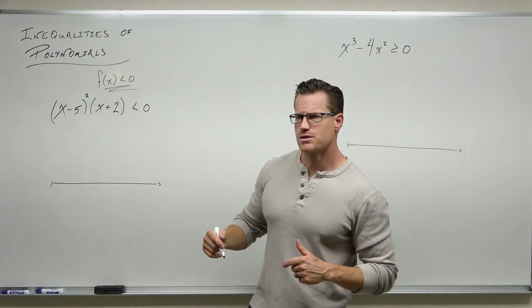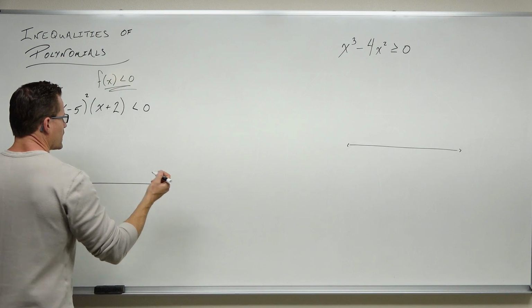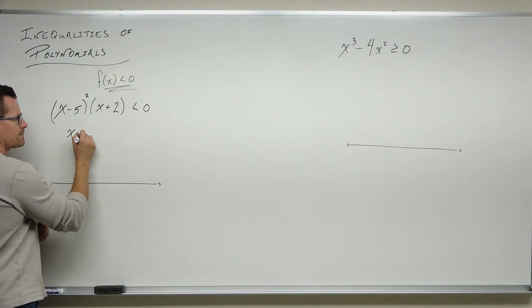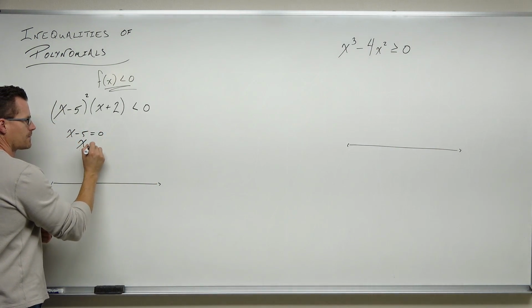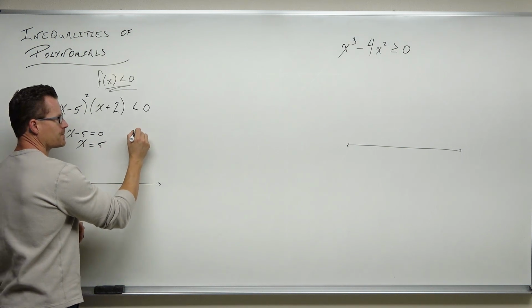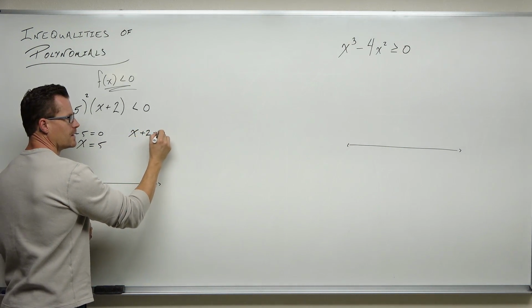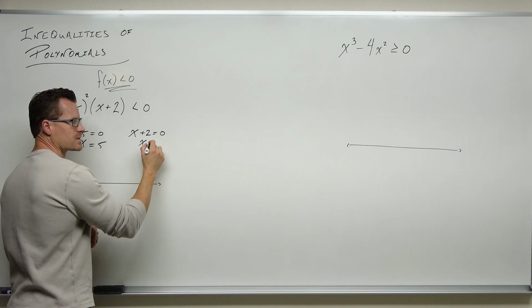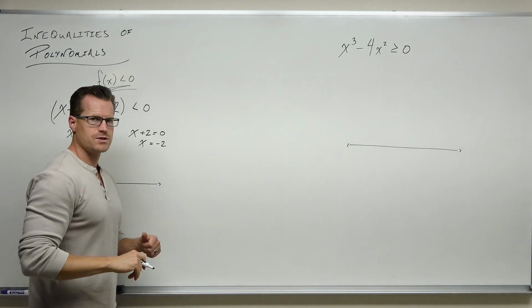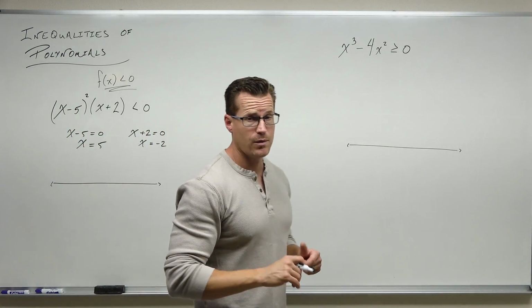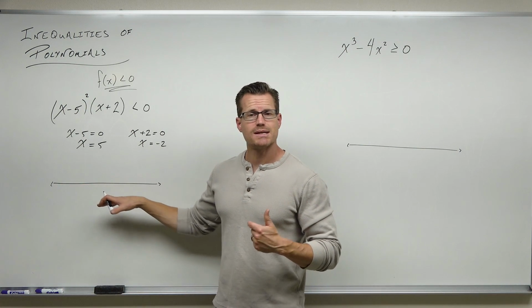So we say, all right, let's do the same thing we've been doing for a while. One x-intercept would occur at 5, and another, because this is factored by the zero product property, would occur at -2. So we're going to put that on that number line. Remember, a number line like this is just the x-axis.